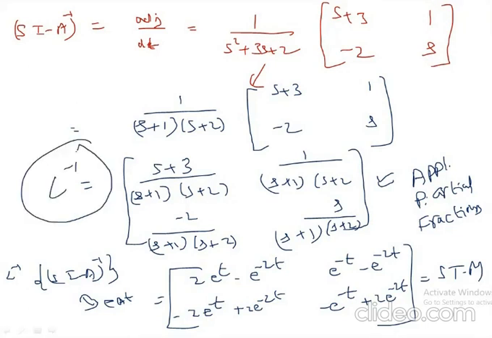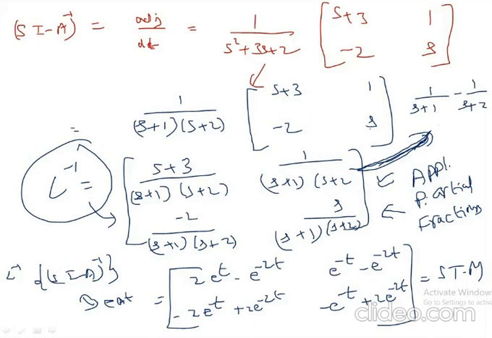If it is not in a form where you can apply inverse Laplace transformation directly, then before applying it, apply partial fractions, convert into the required form, and then finally apply the inverse Laplace transformation. If you apply partial fractions for this one, that will become 1 by (s plus 1) minus 1 by (s plus 2).